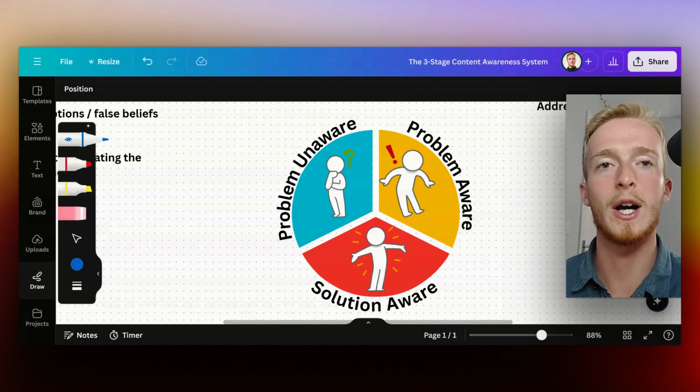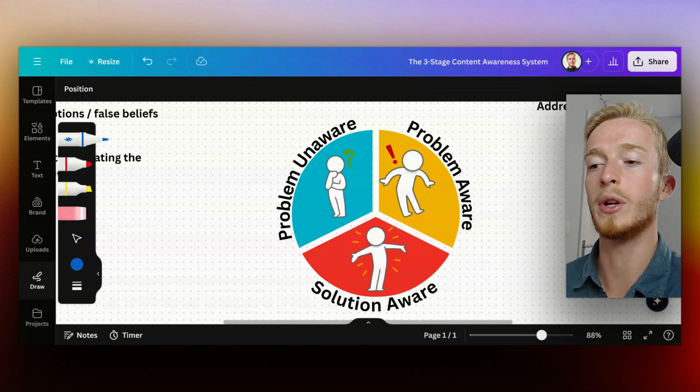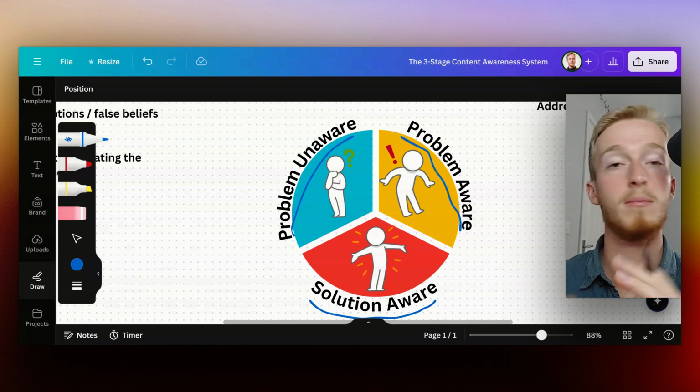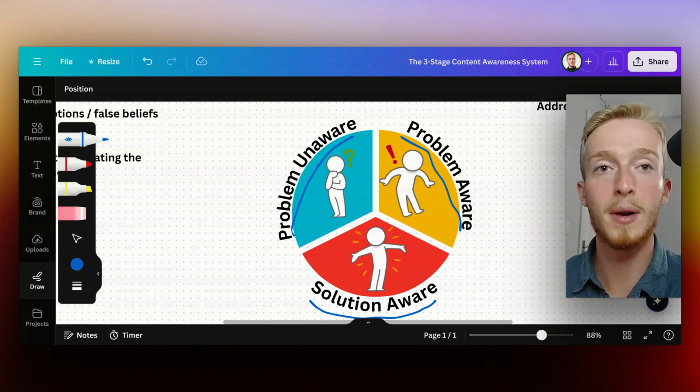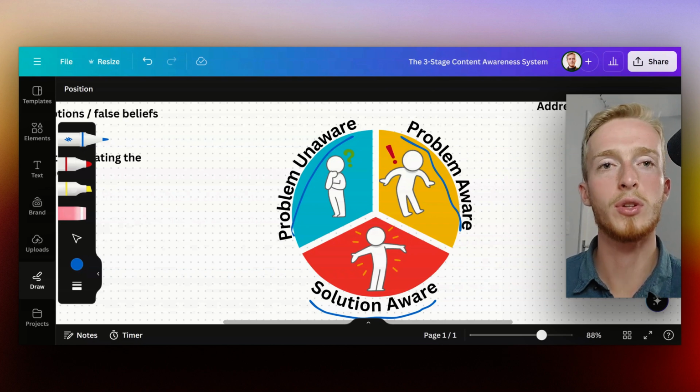So the reason why I've got it organized into these three areas is key because I find that your audience is often organized into one of these three areas. We have problem unaware, we have problem aware, and then we have solution aware. And I find that your audience will always be in multiple of these. They're never all in one place, they're in multiple of them. Which is why when we're creating content, we want to target all of them.